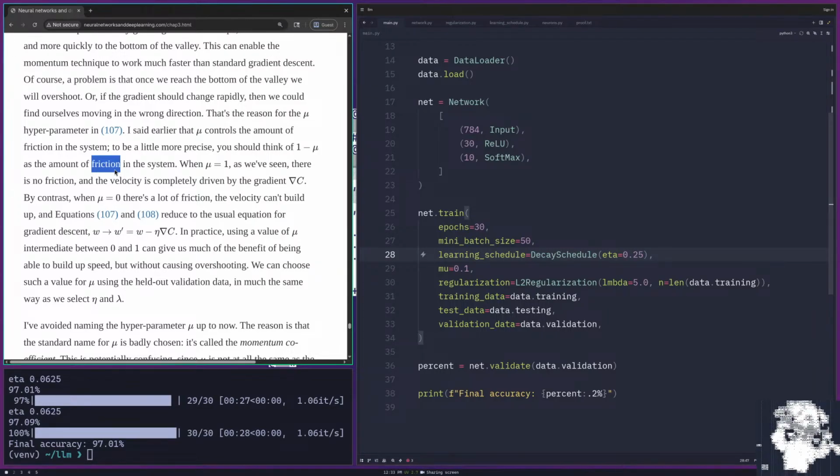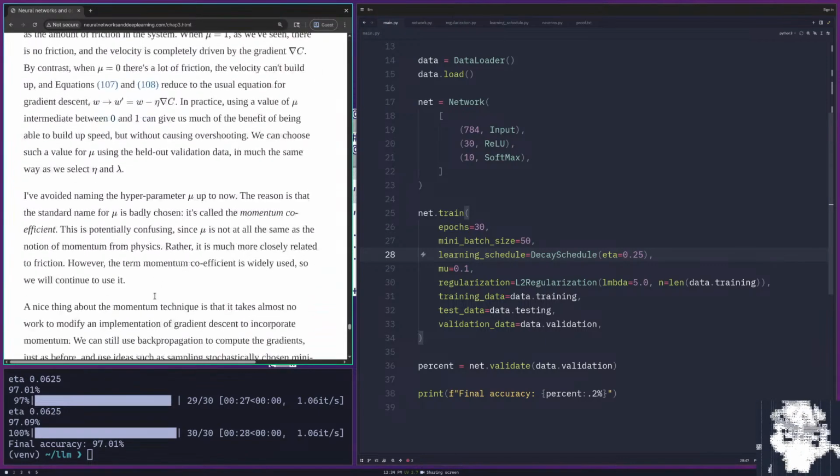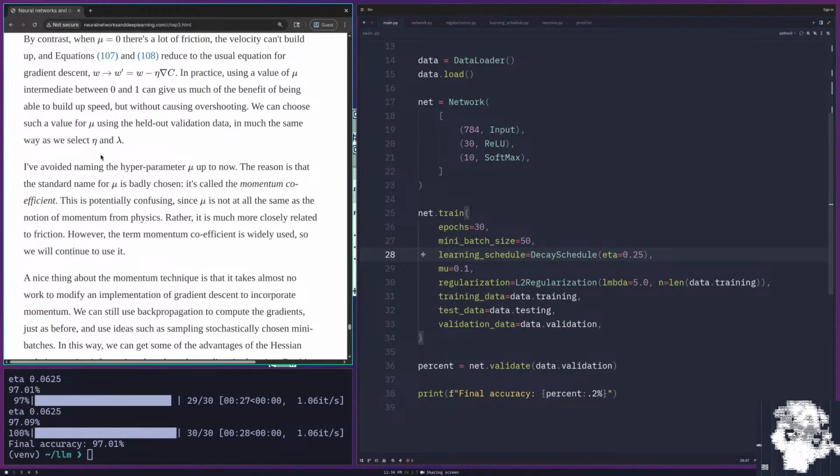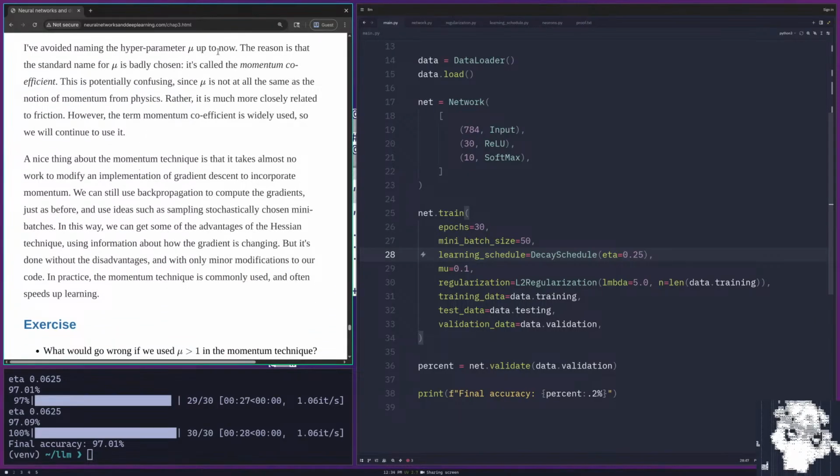Yeah, mu is the amount of slipperiness. When mu equals 1, as we've seen, there is no friction, and the velocity is completely driven by the gradient grad C. By contrast, when mu equals 0, there's a lot of friction, so the velocity can't build up, and the equations reduce to the usual equation for gradient descent. In practice, using a value of mu intermediate between 0 and 1 can give us much of the benefit of being able to build up speed, but without causing overshooting. We can choose such a value of mu using the held out validation data in much the same way as we select eta and lambda.